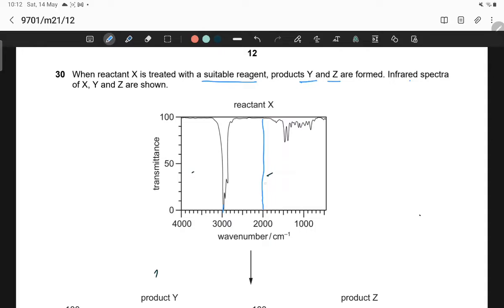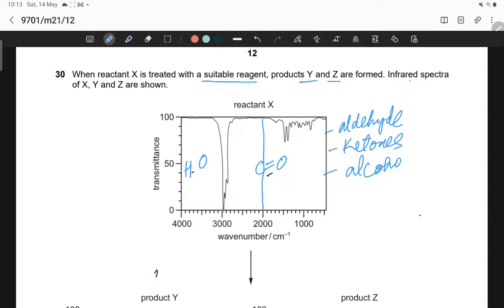So the sharp long peak of C=O is absent, and the OH peak is also absent. It means X does not contain aldehyde, ketones, alcohols, ester and carboxylic acid.